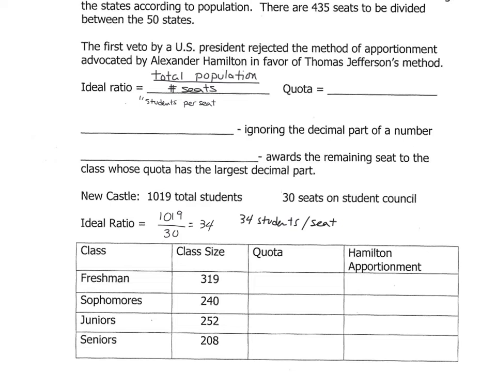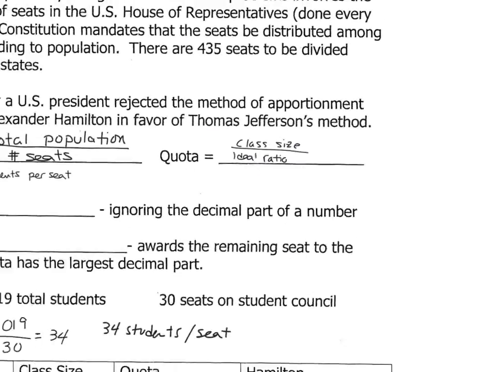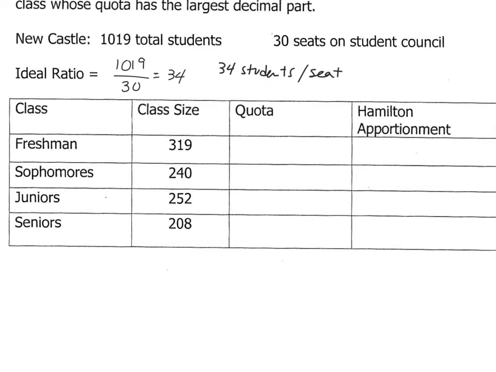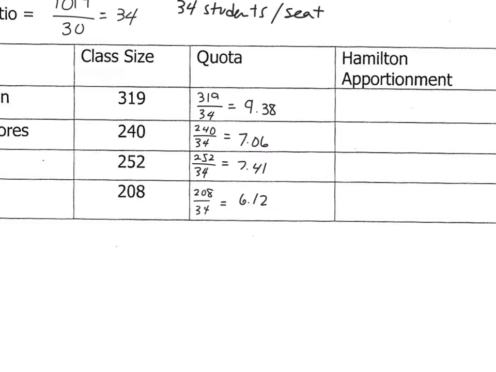So then we want to figure out, well, what is the quota per class? The quota means how many sets of 34, or what's the population divided by the ideal ratio. By finding this, we're saying how many sets of 34 are in our population, i.e., how many representatives should that group get, that state, that freshman class, etc. So when we find this, we find that 319, 240, 252, 208, all divided by 34, give us these values.